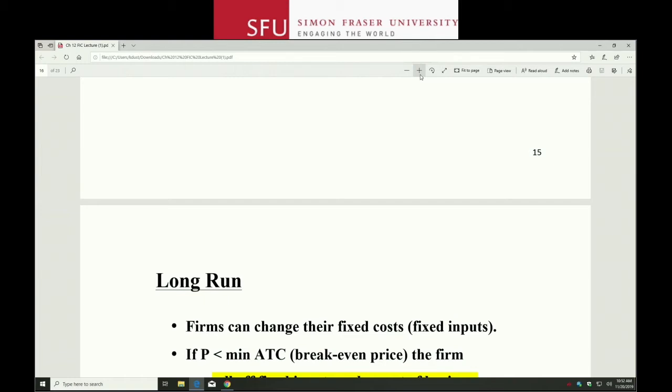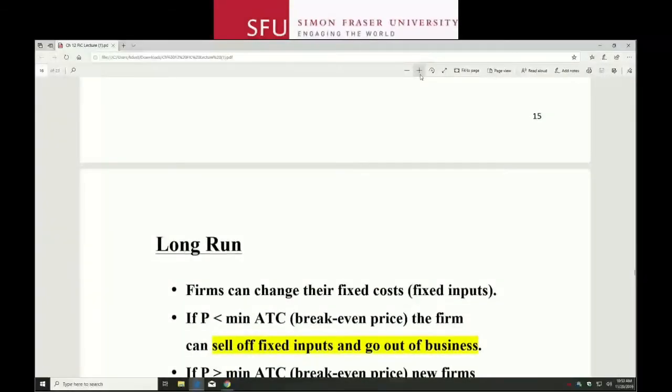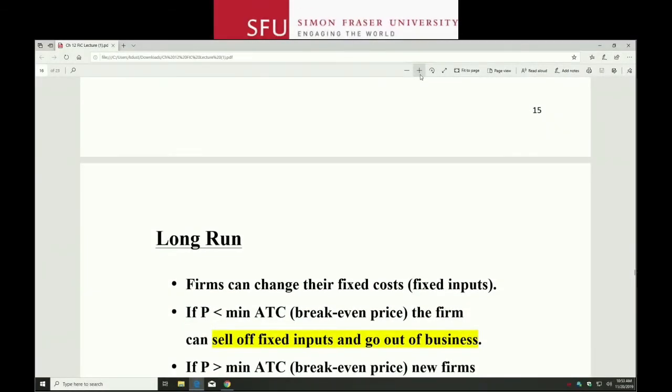All right, so first example here. If the market price is less than that break-even price, that means that the firms are losing money. Some of them will want to give up and go do something else. So they will sell off their fixed inputs and go out of business.